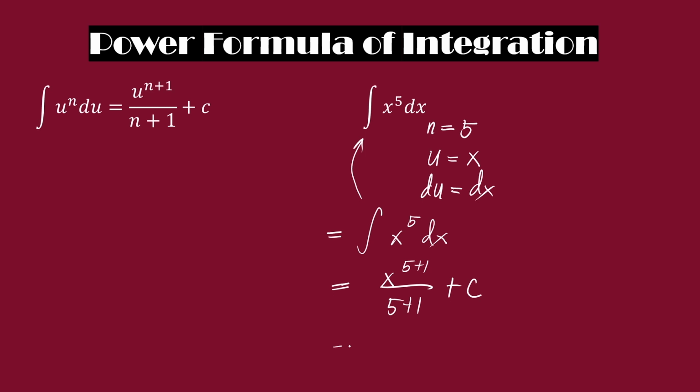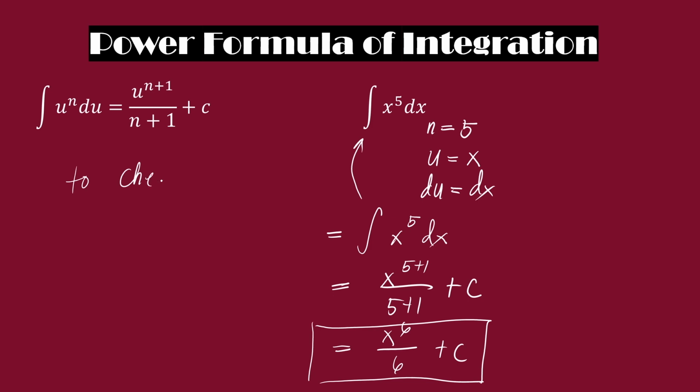Okay, so simplifying this one, this is equal to x raised to 6 over 6 plus c. So this is your final answer. Now to check, you simply get the differential of that function. So you have the differential of x raised to 6 over 6 plus c.